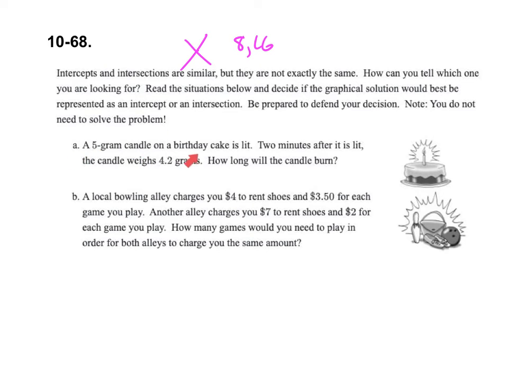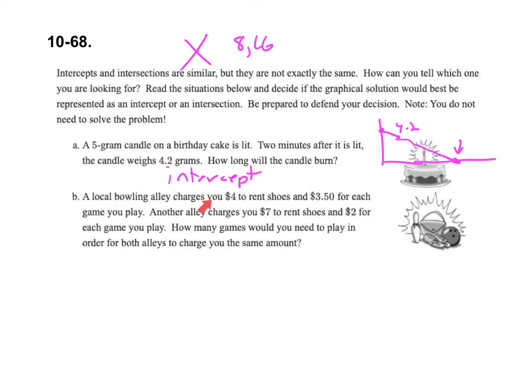A 5-gram candle on a birthday cake is lit. 2 minutes after it is lit, the candle weighs 4.2 grams. How long will it take the candle to burn? Well, thinking about this, if it's starting at 5 grams and in 2 minutes it's down to 4.2 grams, it's saying how long will it take to burn? Well, I'm talking about when is the candle going to be gone? That is an intercept. An intercept, because that's saying when is it going to reach 0? When is it going to get down to nothing?